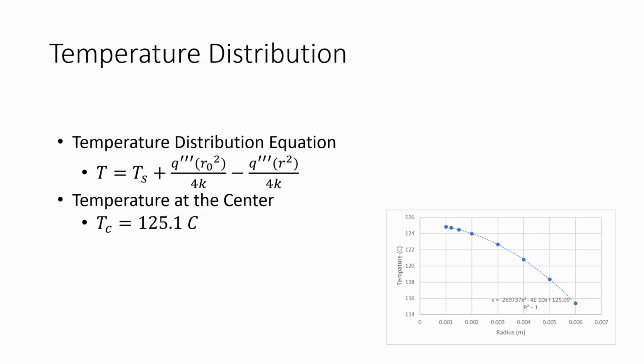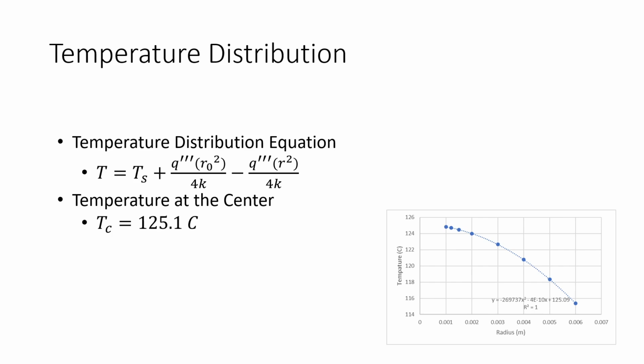The temperature distribution is shown by the equation T is equal to Ts plus q triple prime r naught squared over 4K minus q triple prime r squared over 4K. This equation is shown in the bottom right graph. The second r in this equation is what changes as you move in and outside of the wire. So the radius shown here is in meters, and the further away you get from the inside of the wire, the temperature drops at the same rate as a quadratic.